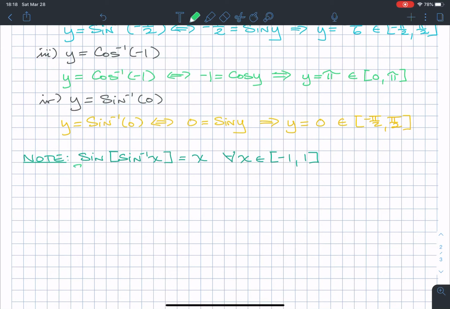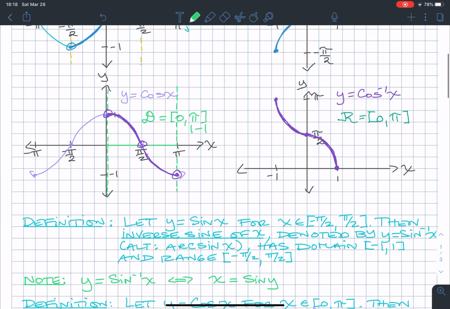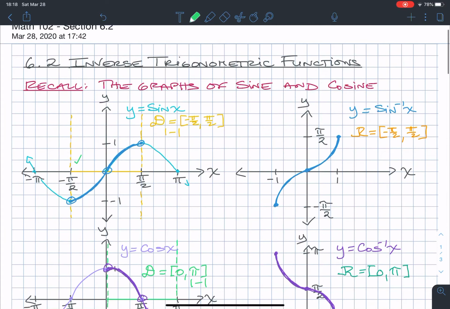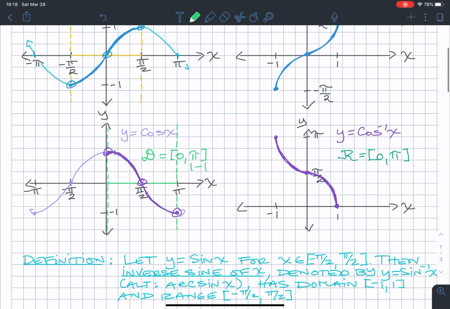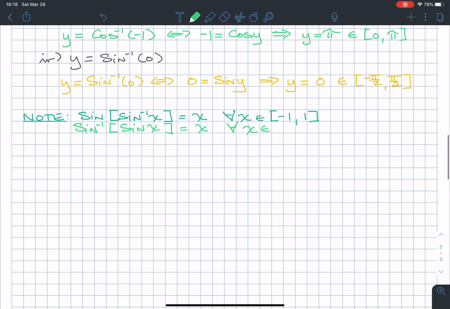However, if I were to say sine inverse composed with sine of x, well, these are inverse functions. This should be x for all values of x. Well, what is the restricted domain for sine of x if I want to evaluate the inverse? Well, that's from -pi/2 to pi/2. So for all values of x between -pi/2 and +pi/2, meaning in quadrants 4 and 1.